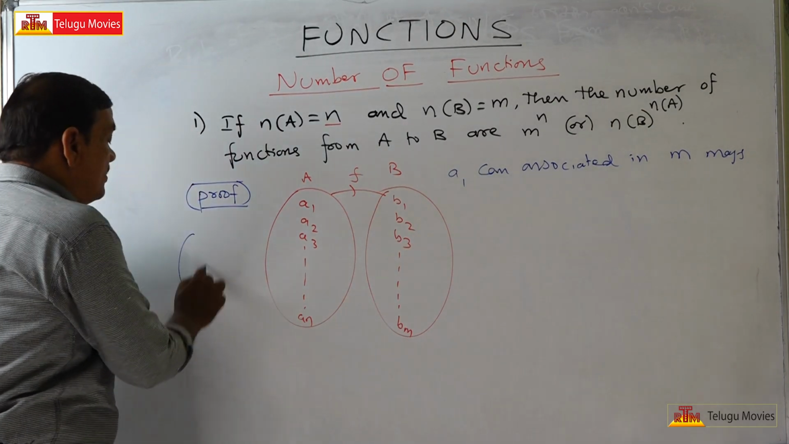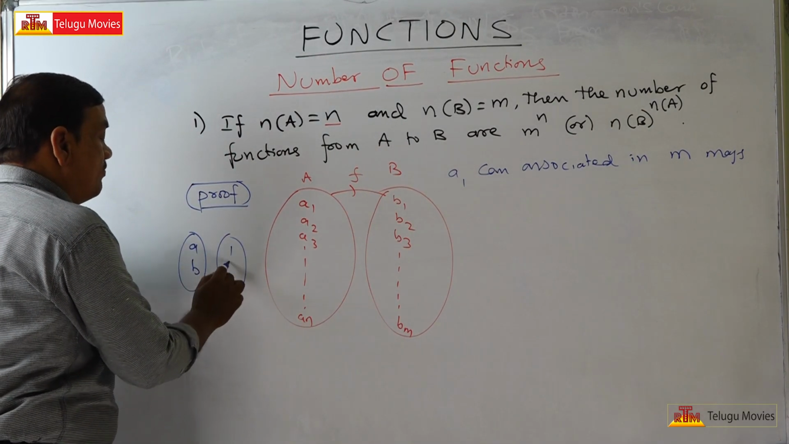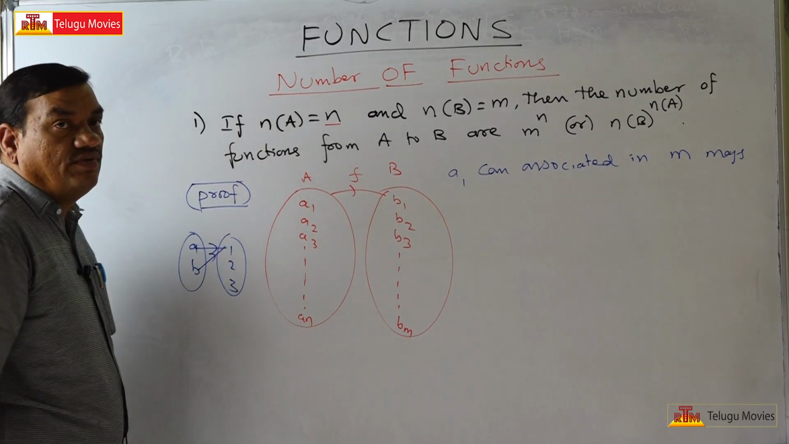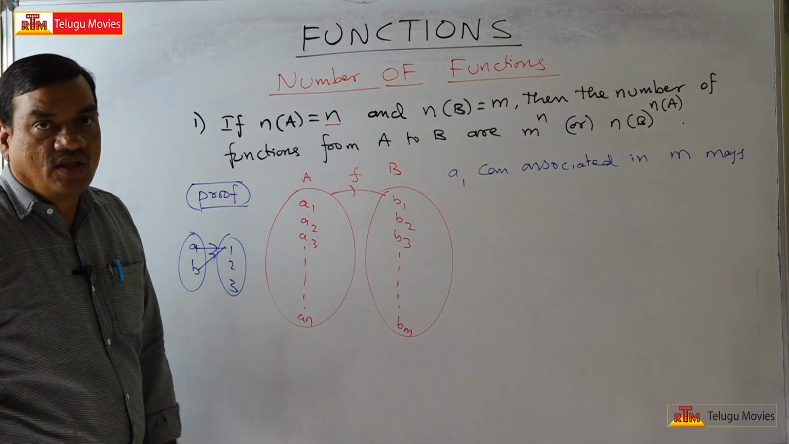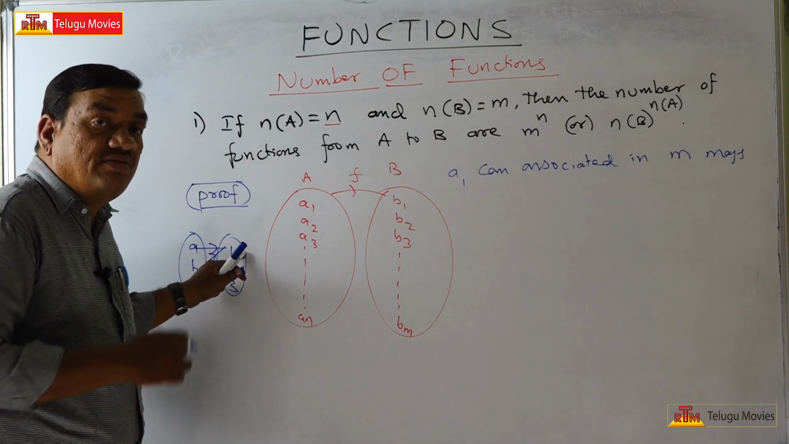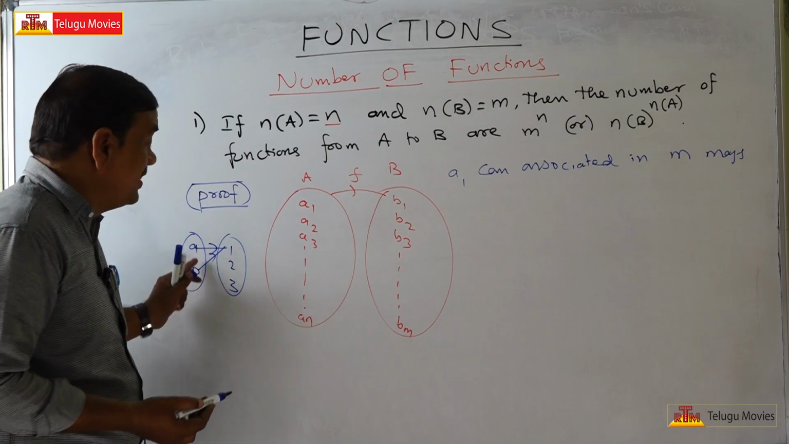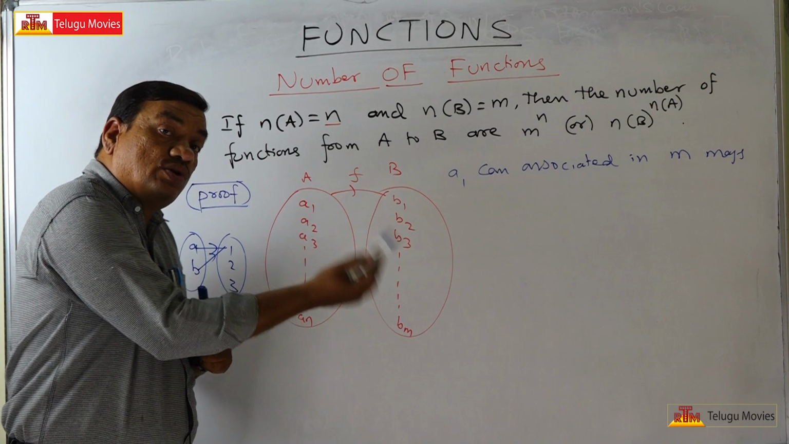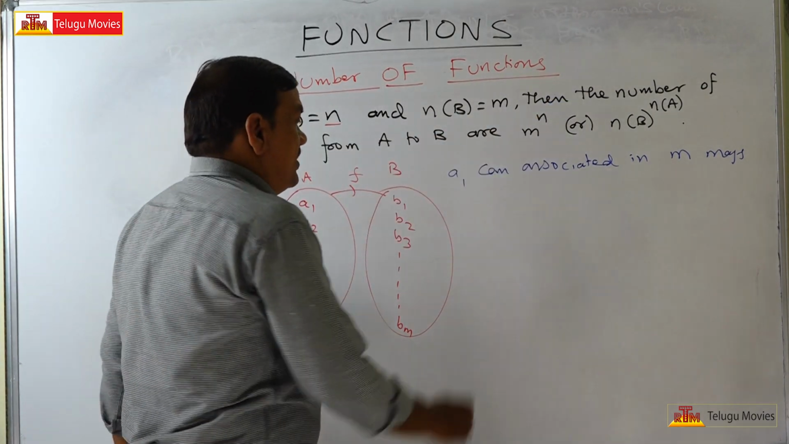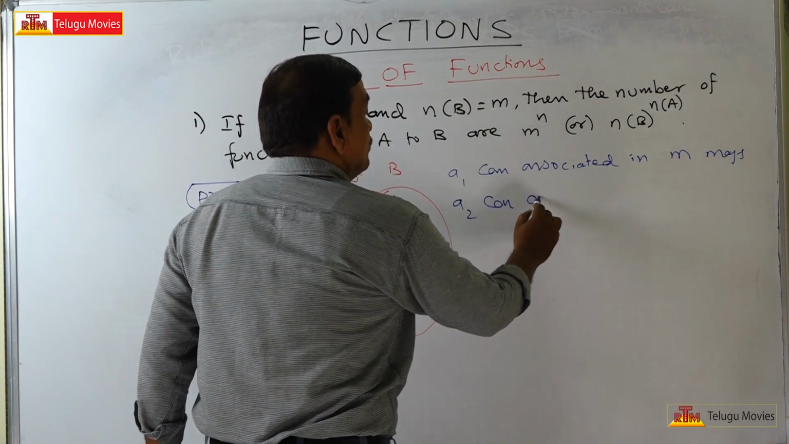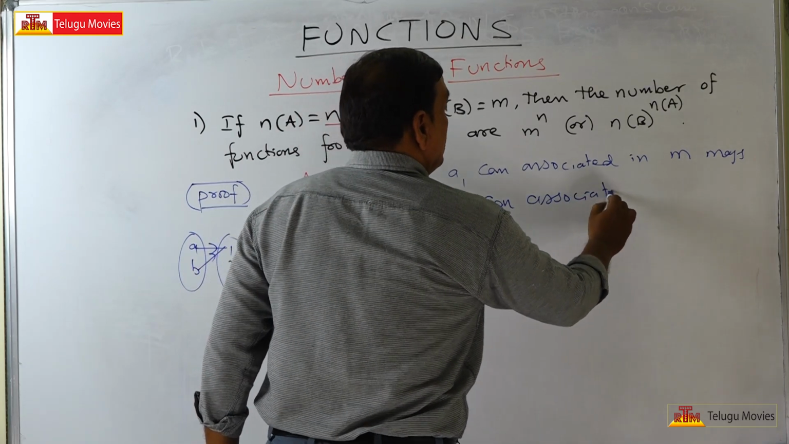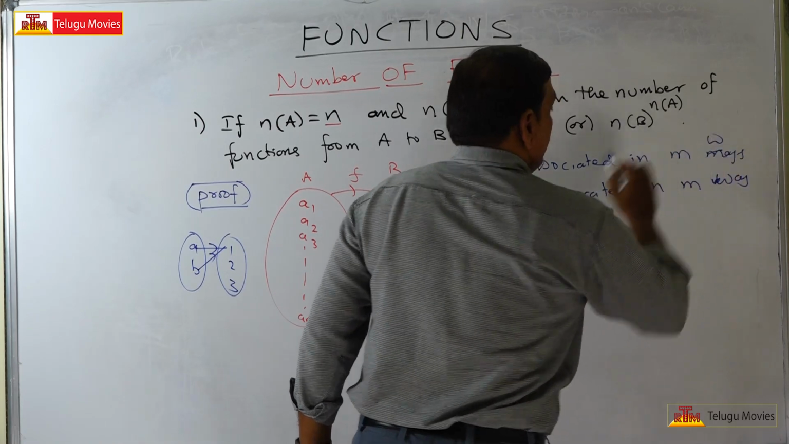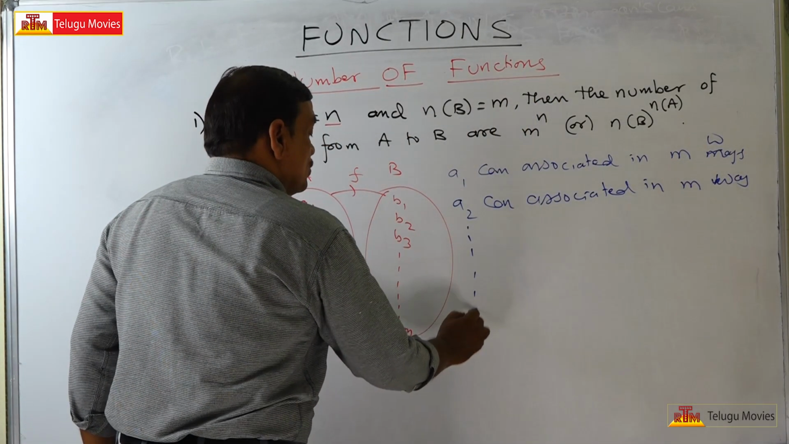Why? Because see here, if there are two elements A, B and 1, 2, 3, A can associate with 1 and B also can associate with 1. Still it is a function. That means two elements can have one image, but one element cannot have two images. That's why A2 also can associate in m ways. So A2 can be mapped in m ways, and like that, so on.